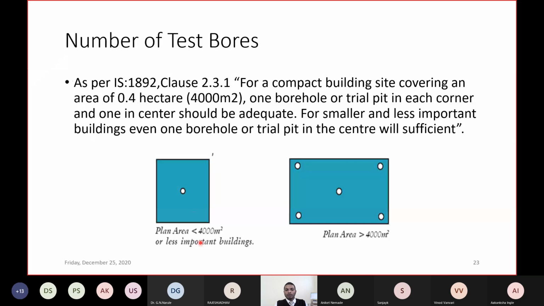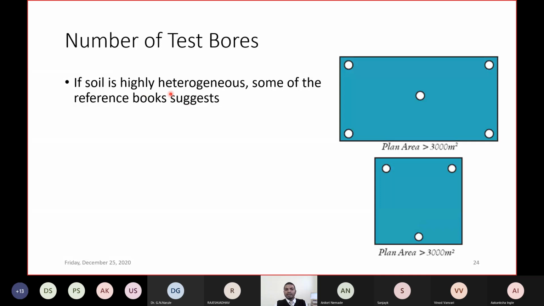So, area concern. Then the number of test boreholes. If the soil is highly heterogeneous, some reference books suggest that if you have more than 3000 area, then take boreholes at the corner edges of the building and the center of the plot, or otherwise you may go for a triangular shape, where by soil exploration only you can determine the location. So generally it is at the corners and the edge center of the plot.